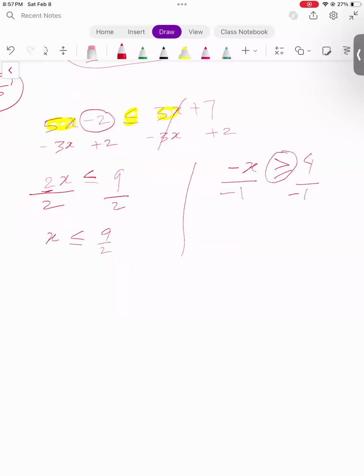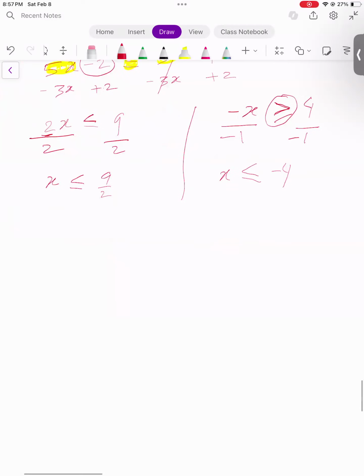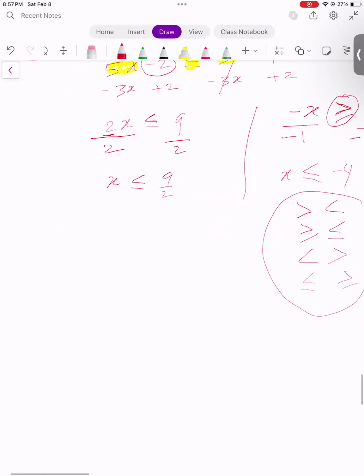Okay, so negative x divided by negative 1 is positive x. Now instead of greater than or equal to, you're going to switch it to less than or equal to negative 4. Okay, so if you have greater than, you switch to less than. If you have greater than or equal to, you switch to less than or equal to. If you have less than, you switch to greater than. If you have less than or equal to, you switch to greater than or equal to. Okay, you do this only when you are multiplying or dividing both sides of an inequality by a negative number.